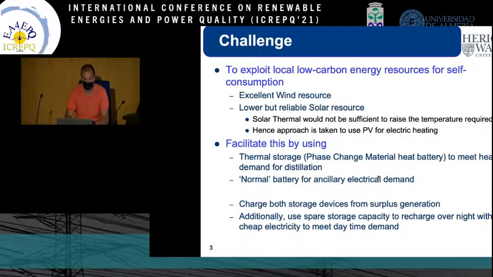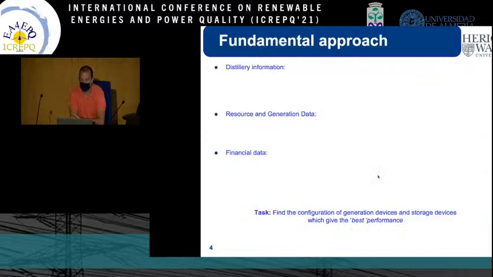But because thermal storage is much more efficient in terms of round-trip efficiencies and self-discharge, we split the demand of the installation into a thermal storage for running the distillation process and a normal battery for the other electrical requirements of the site. And then we charge both storage devices from surplus generation and additionally use spare storage capacity to recharge overnight with cheap electricity, as a way of also offering flexibility to the grid for more remote renewable sources.